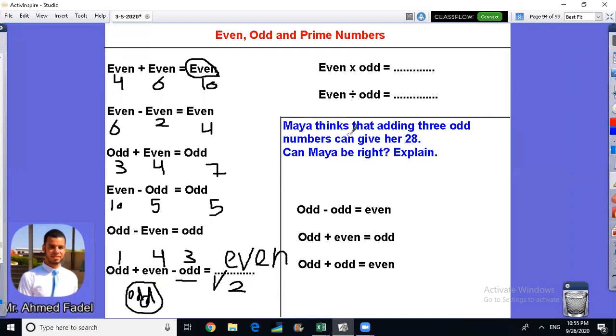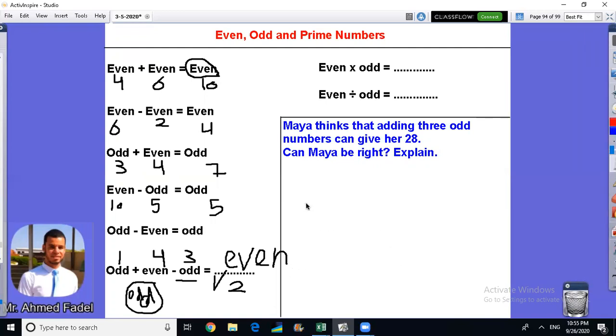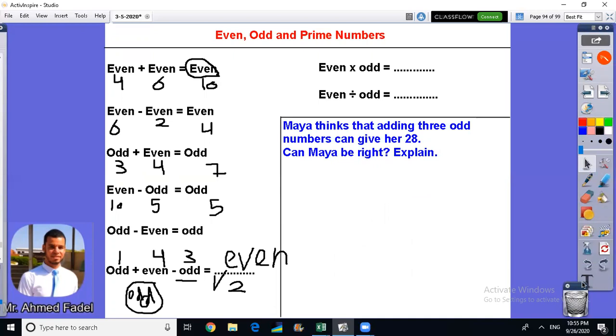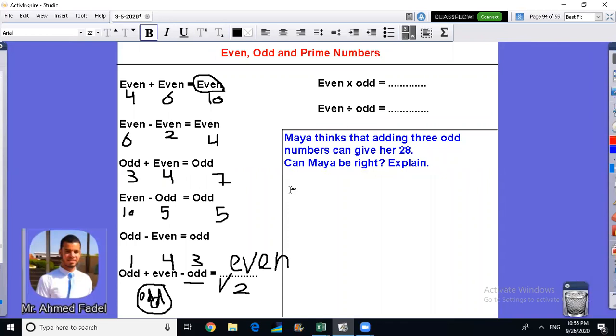Now, here's a question. Maya thinks that adding 3 odd numbers can give her 28. Can Maya be right? Explain. I'm not going to keep trying all the 3 odd numbers that I can think of to check if there are 3 odd numbers that can give me 28 or not. No, no, no. You're not going to have this flexibility with the checkpoint at all, where you keep trying and trying.